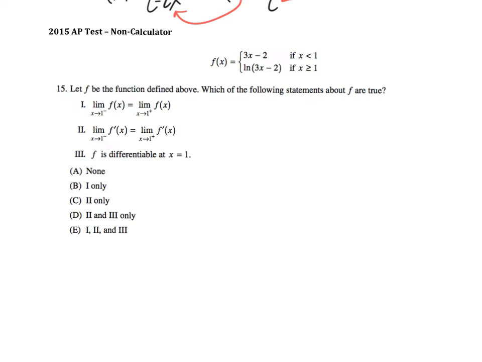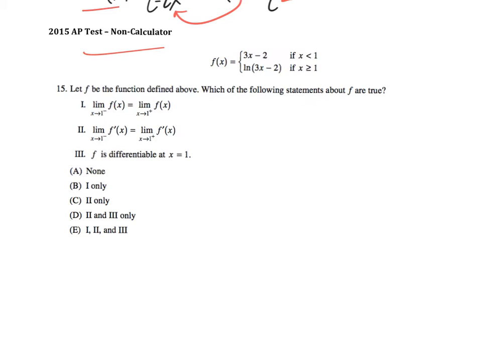All right, it says, which of the following are true about f? As I approach 1 from the left-hand side, is that equal to when I approach 1 from the right-hand side? Well, I'm going to go ahead and plug in 1 to the top function and 1 to the bottom function. So I'm going to say f of 1 would be 3 times 1 minus 2. That gets me 1. Natural log of 3 times 1 minus 2. That'd be the natural log of 1, which is 0. So as I approach 1 from the left and from the right, it did not equal one another. I don't like 1.